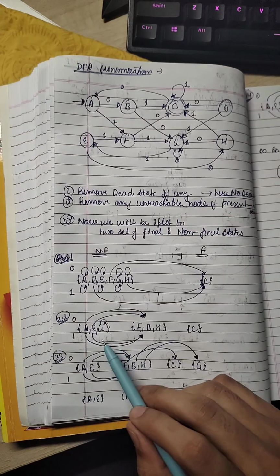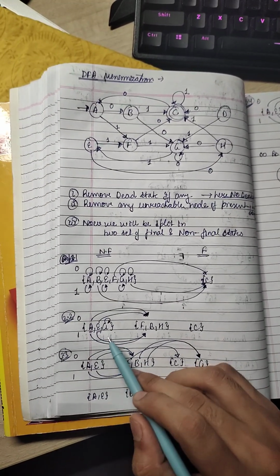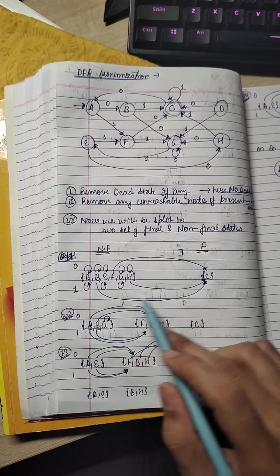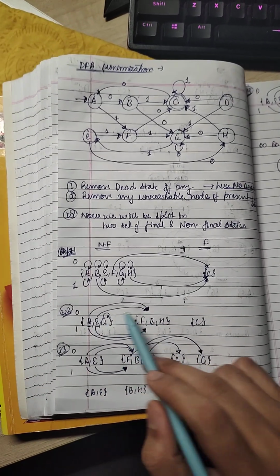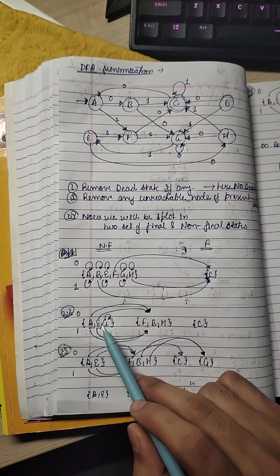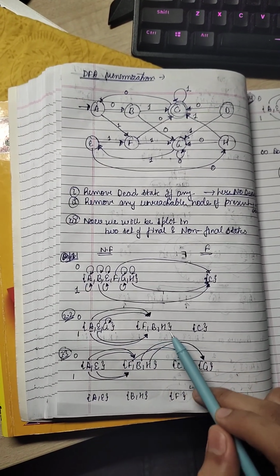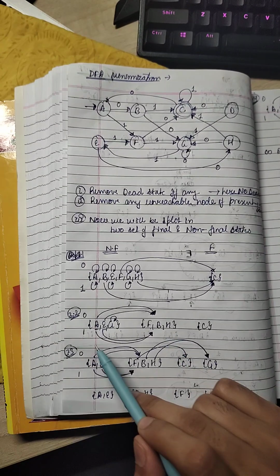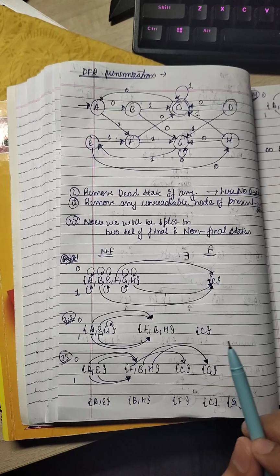It is not necessary that if A, E, G point to this set for transition 0, it doesn't mean that A, E, G will point to the same set for transition 1. It is not necessary. Note this thing.